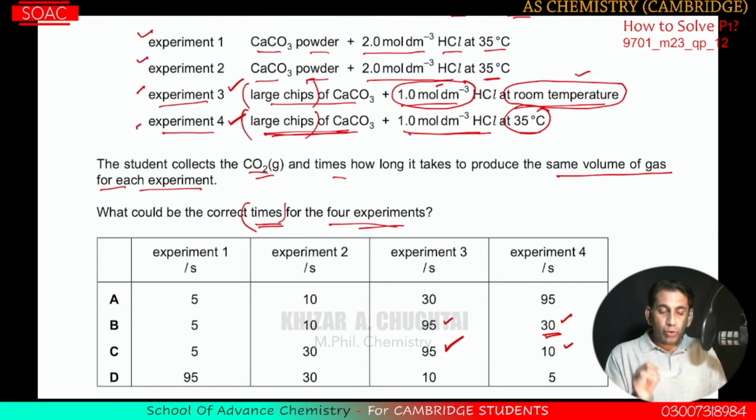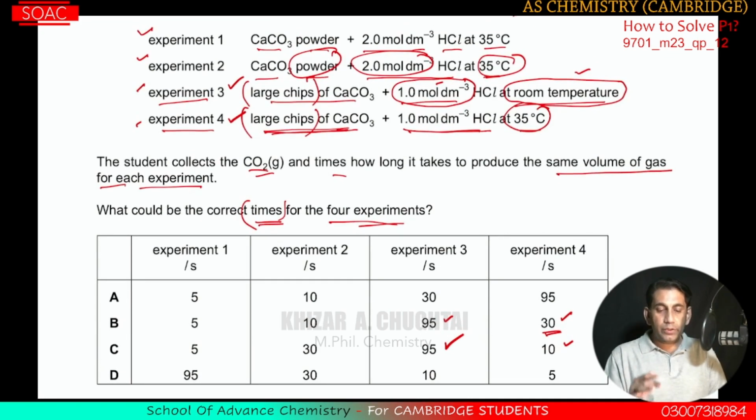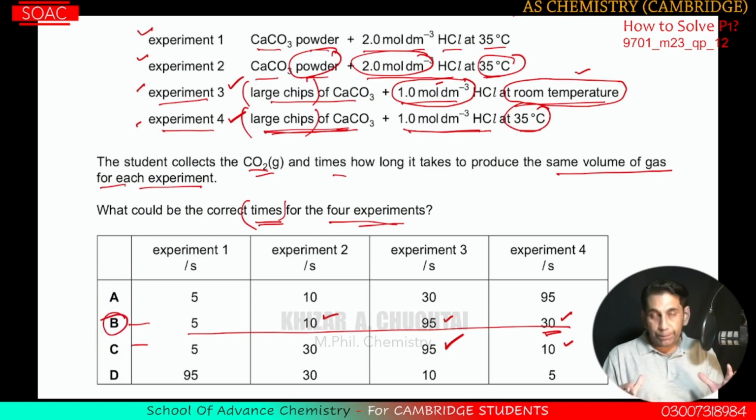Calcium carbonate powder plus 2 mol per dm³ HCl, a powder with 2 mol per dm³ concentration, and the temperature is also higher. So experiment 2 is going to take less time. Its speed will be higher compared to experiment 3 and experiment 4. So obviously we are choosing the B or C lines. So it is highly expected, and we can conclude from this data that B is the correct option. B is the appropriate option.